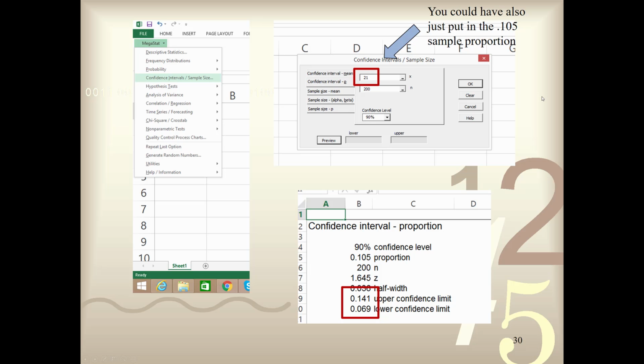Okay, so you plug in the X over N and the confidence level, and we have lower confidence about 6.9%, upper confidence 14.1.